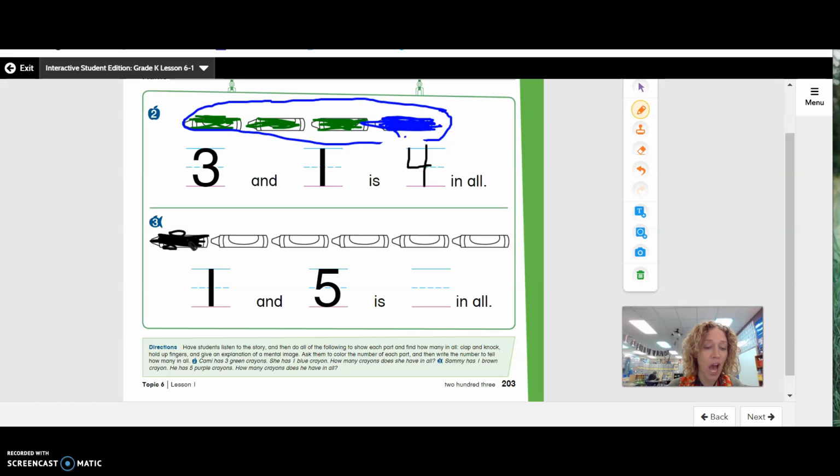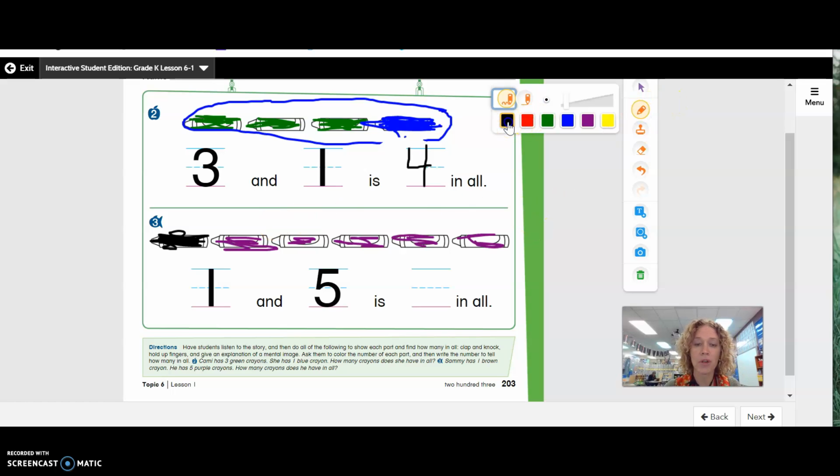And he has 5 purple crayons. Let's see if I have purple in here. I do. So we have to color 5 purple. So 1, 2, 3, 4, 5. Okay? So we have 1 black one and 5 purple.